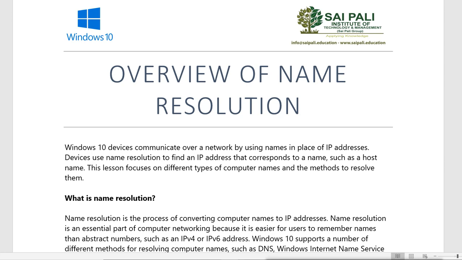So what can we do? We can use name resolution. In place of the IP address, Windows 10 machines can communicate using names. We can assign a unique name to every machine, so that if we want to communicate with a particular machine, we can do that by using the name of that machine. So what is name resolution?